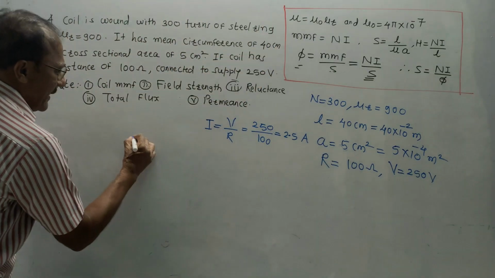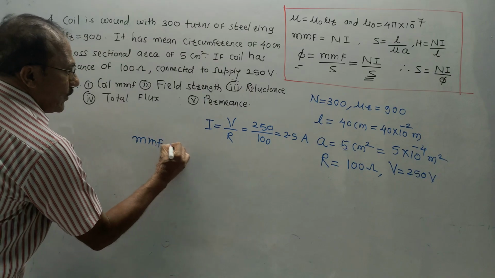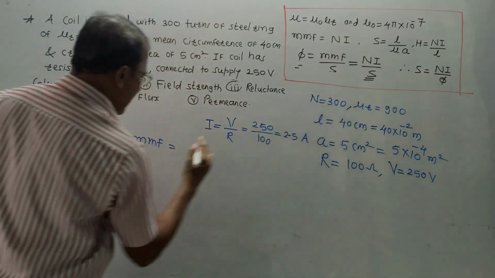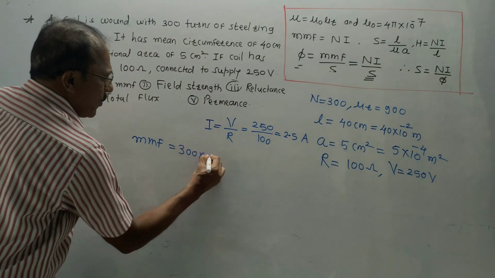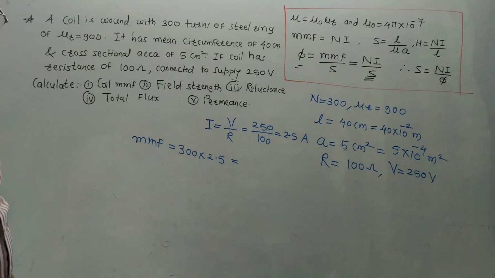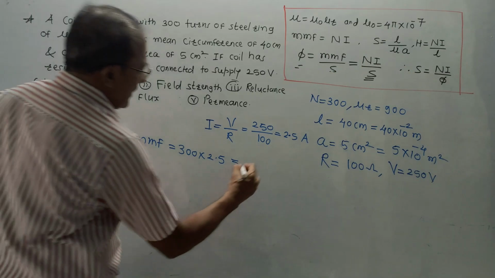Write the basic formula. MMF is equals to N into I. This formula I am using. N number of turns 300, 300 into I, that is 2.5. So do this calculation. The answer will be 750.